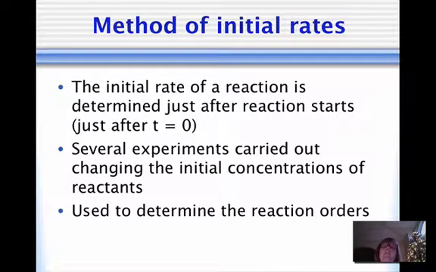This is called the method of initial rates. What we're going to do is look at the initial rate of a reaction, so the rate just after the reaction starts. And you're always going to have several experiments that are carried out. You may have 3 or 4 experiments where you change the concentration of a reactant and see what effect it has on the rate. And this is how we determine the reaction orders.